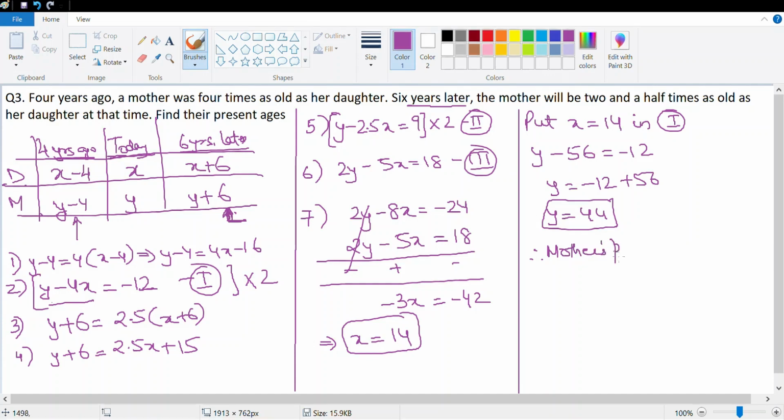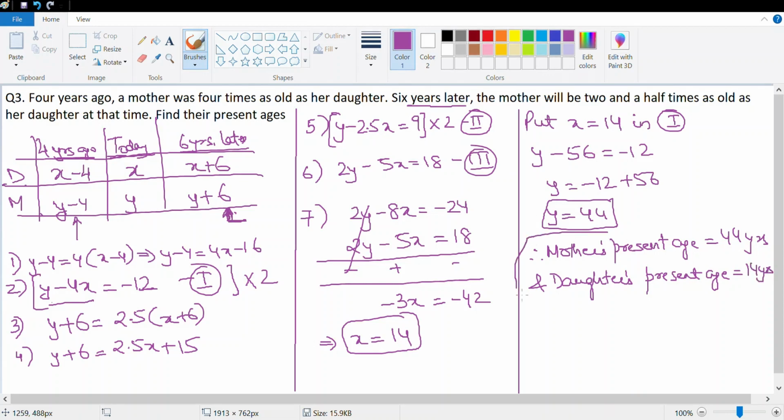Yes, 44. Therefore, mother's present age is equal to 44 years and daughter's present age is equal to 14 years. So that's the correct answer. 44 and 14 is the age of the mother and the daughter. Good. Let's look at the next question.